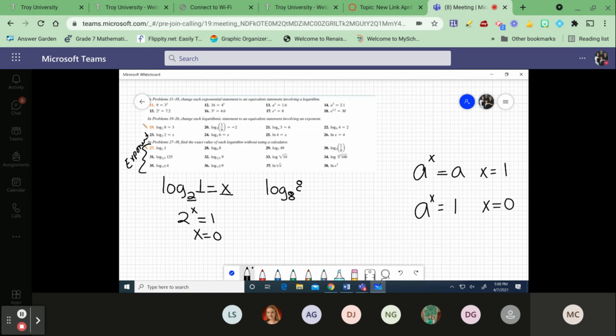Log base 8 of 8 equals x. What would that look like as an exponent? So what does x have to be?